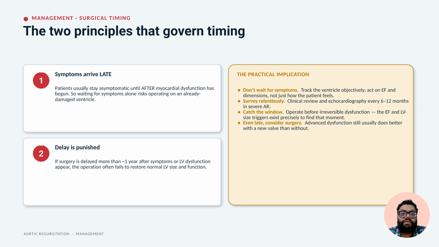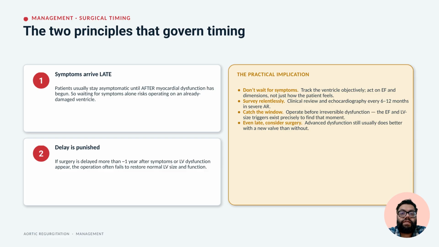Principle 2: delay is punished. If you let more than about a year pass after symptoms or measurable dysfunction appear, an operation frequently fails to return the ventricle to normal size and function. The damage sets. Put those together, and the practical implication in the gold box follows inexorably.